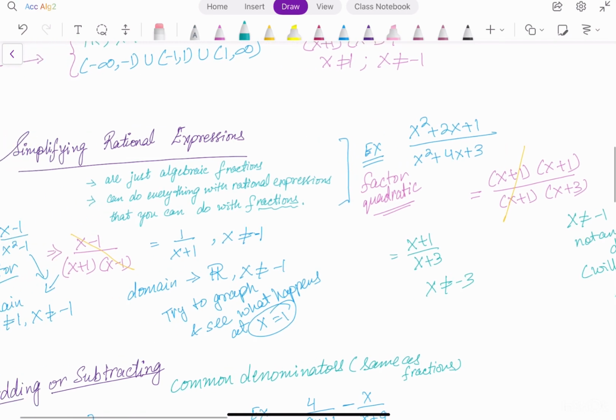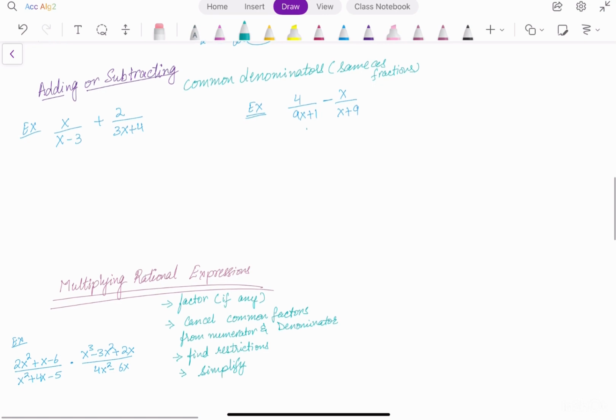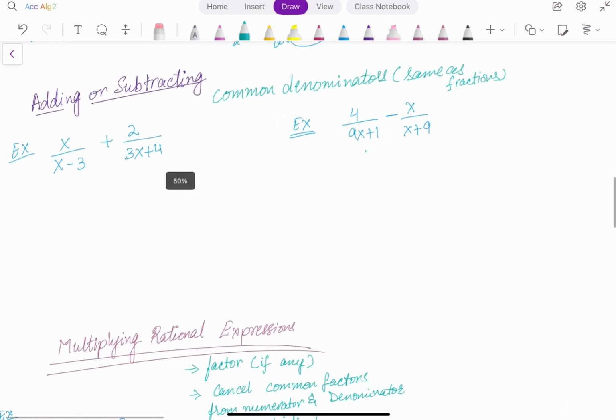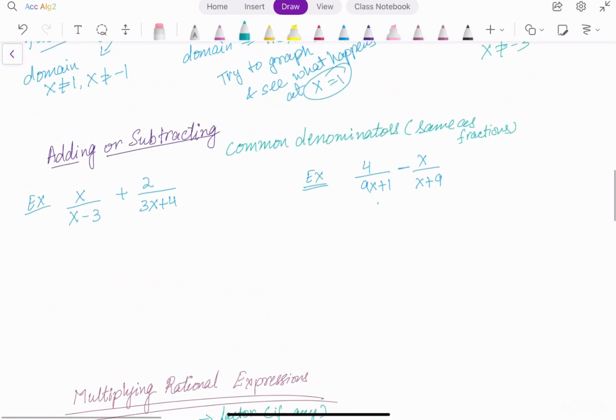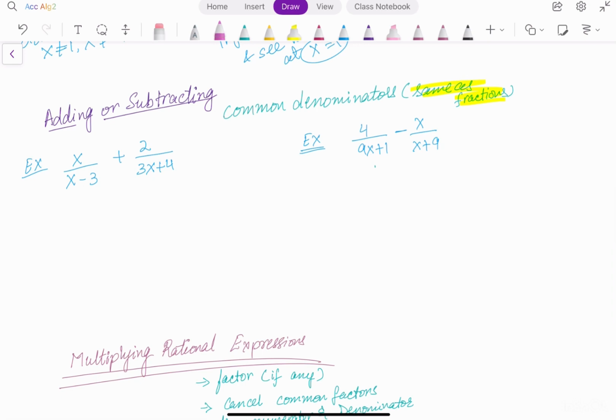Now building on this, let's understand how to add or subtract. Adding and subtracting is the same thing as we know about fractions. We are looking for making the common denominators. To make the common denominators, we can multiply the first fraction by the denominator of the second fraction and multiply the second fraction by the denominator of the first fraction.